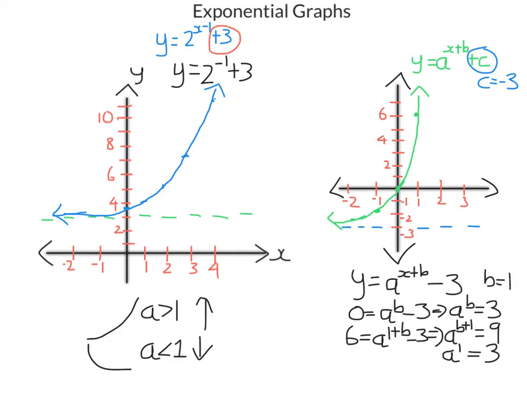So we found a, we found b, and we'd already found c. So the equation is y equals a to the power of x plus b plus c. That's the equation and we're done. Let's move on to some exponential equations.